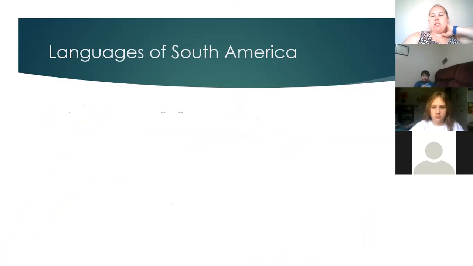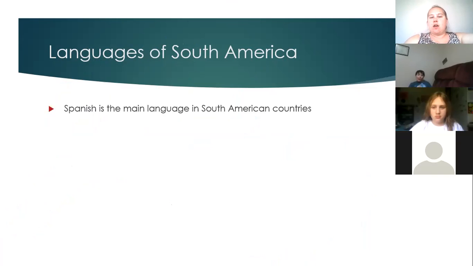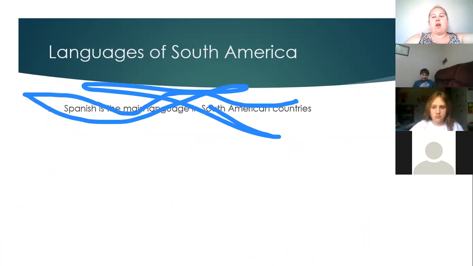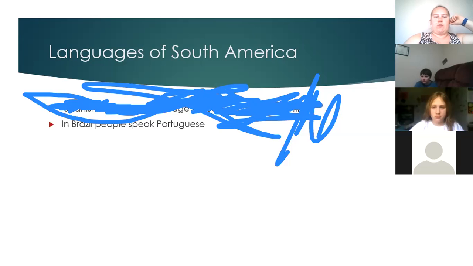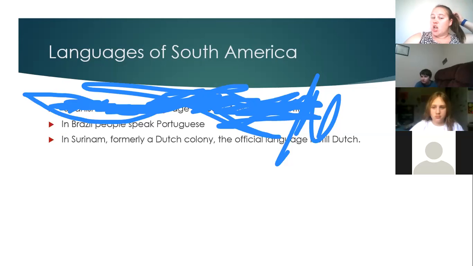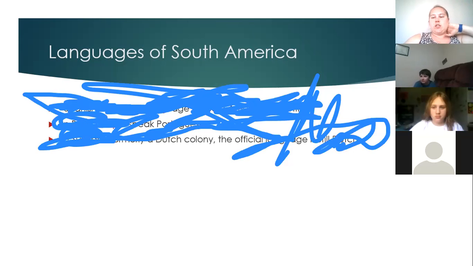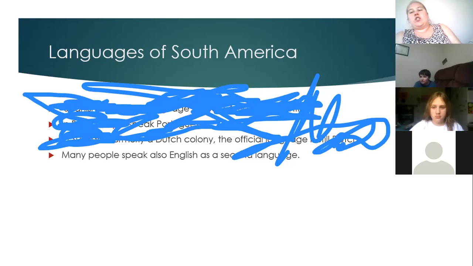well, one of the languages they speak in South America is Spanish. And it is the main language of most people in South American countries. And then after that, in Brazil, people speak Portuguese. So most people in Brazil speak Portuguese. And then in Suriname, which was formerly a Dutch colony, the official language there is still Dutch. They still speak Dutch there. And then they also speak English as their second language. So like how we speak English as our first language, most of them speak it as their second language.